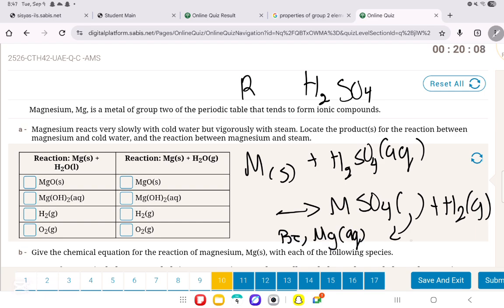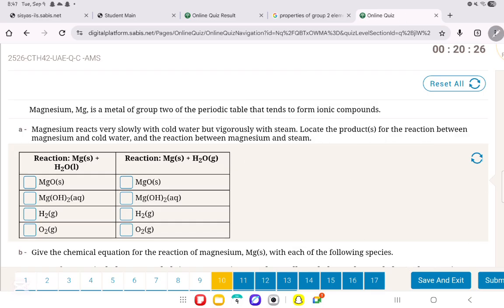Now, if it is beryllium or magnesium, it's directly aqueous. However, if it is calcium, strontium, or barium, it's directly solid. So these are the conditions you need to know for the H2SO4 reaction. Please remember this. Now, the last thing to talk about is HCl, the reaction with HCl.